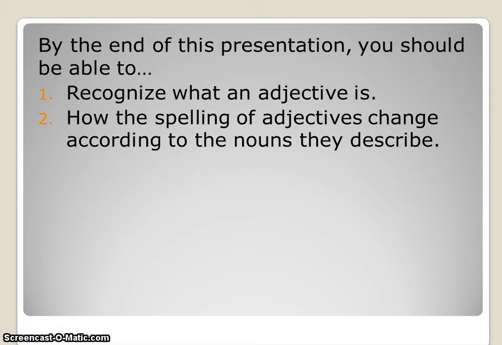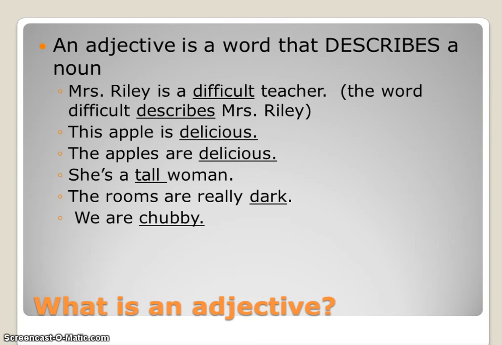By the end of this presentation, you should be able to recognize what an adjective is and how to change the spelling of adjectives according to the nouns that they describe. First, let's start with what an adjective is. Remember that an adjective is a word that describes another noun. So I've given you some examples here. All of the words that are underlined are adjectives.